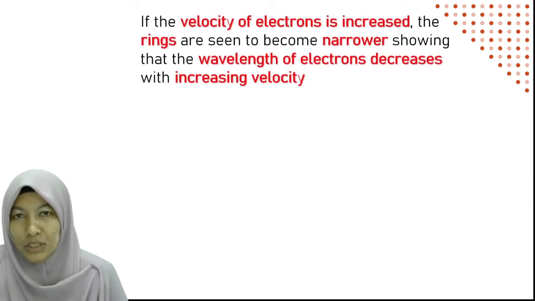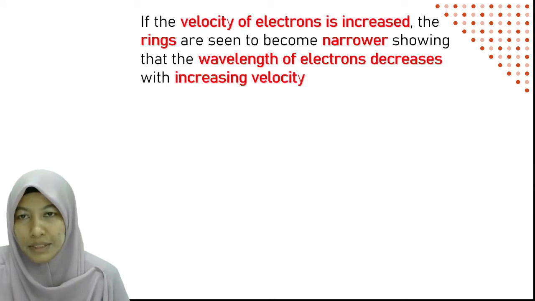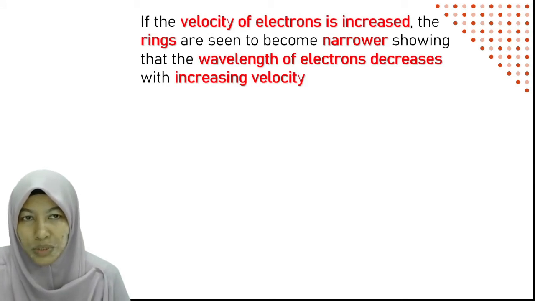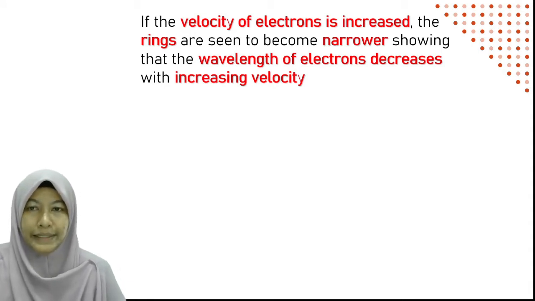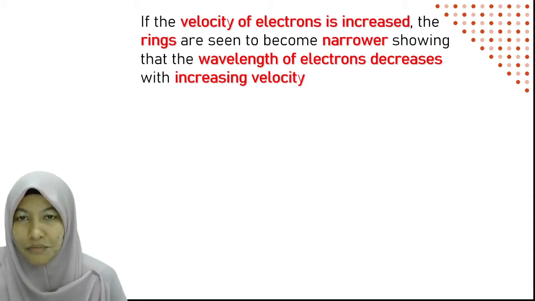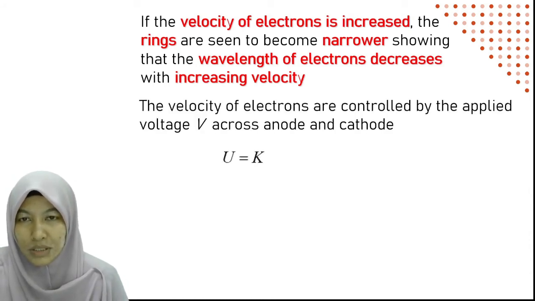So if the velocity of the electron is increased, the rings are seen to become narrower, showing that the wavelength of the electron decreases with increasing velocity. The velocity of the electron is controlled by an applied voltage V across the anode and cathode.